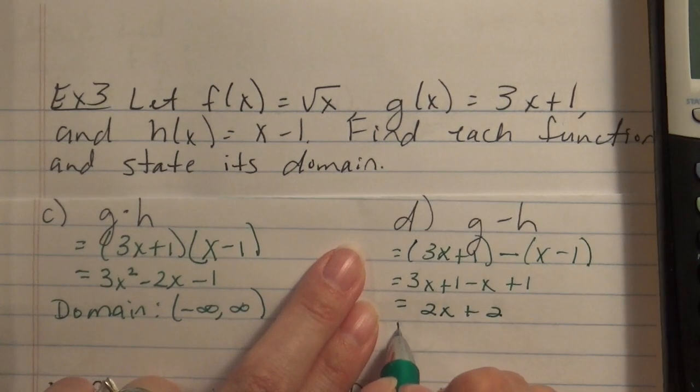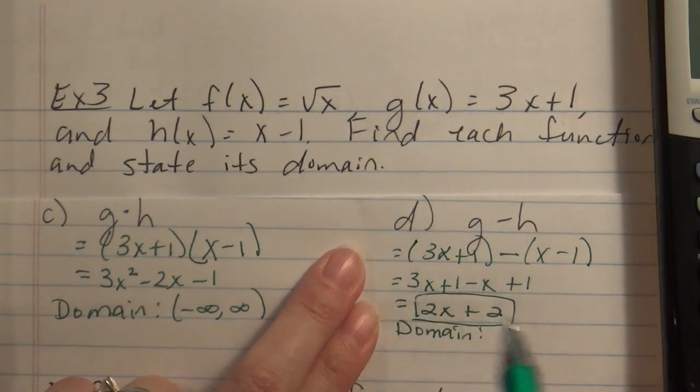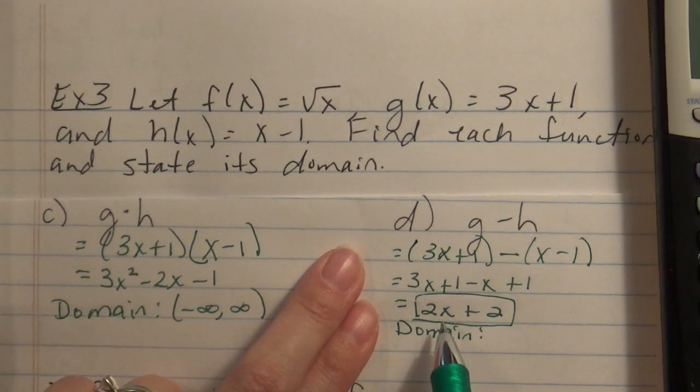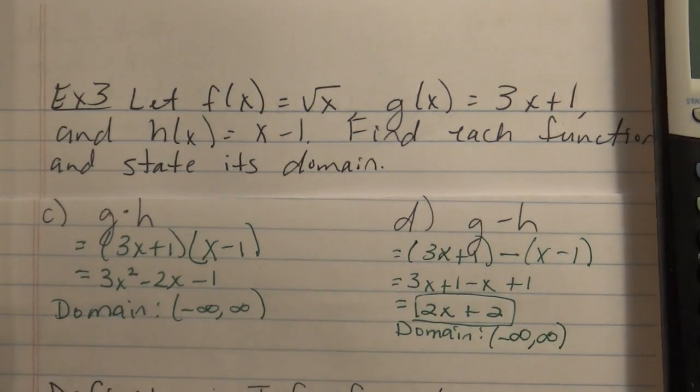And my domain this time, what do you think my domain is? We're looking at this piece here. Are there any restrictions on x? No square roots, there's no fractions with denominators of x. So my domain is negative infinity, positive infinity. And that's it for part D.